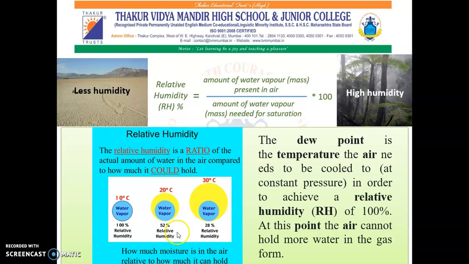And if the relative humidity is less than 60%, we feel that the air is dry. Here in both the cases, you can see at 20 degrees and 30 degrees, the relative humidity is 52% and 28% respectively. So it is less than 60%. Over here, you can see that the air still has the capacity to hold more water vapor. Only this much water vapor is there. The air still has the capacity to hold more water vapor.